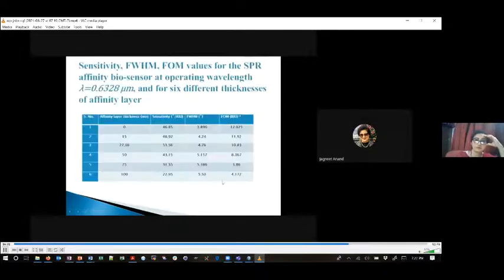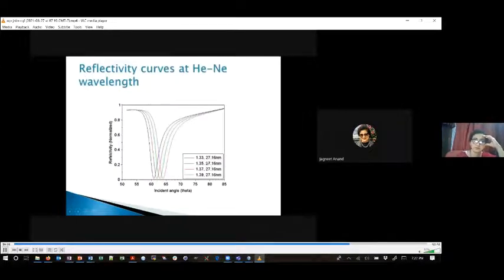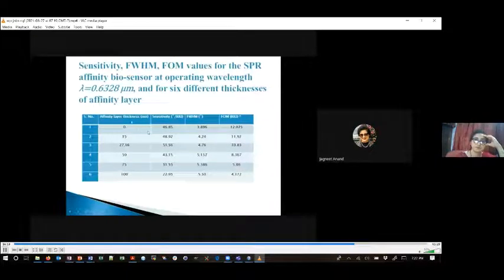So depending upon choosing this as the thickness of the affinity layer, this is the reflectivity curve versus the incident angle, which is generated using the transfer matrix method. And it is seen that if the thickness of the affinity layer, that is silica, is varied, then for this particular value, the sensitivity comes out to be the maximum, which is supporting our argument that the penetration depth formula can be used to calculate the thickness of the affinity layer for optimizing the performance of the SPR sensor.